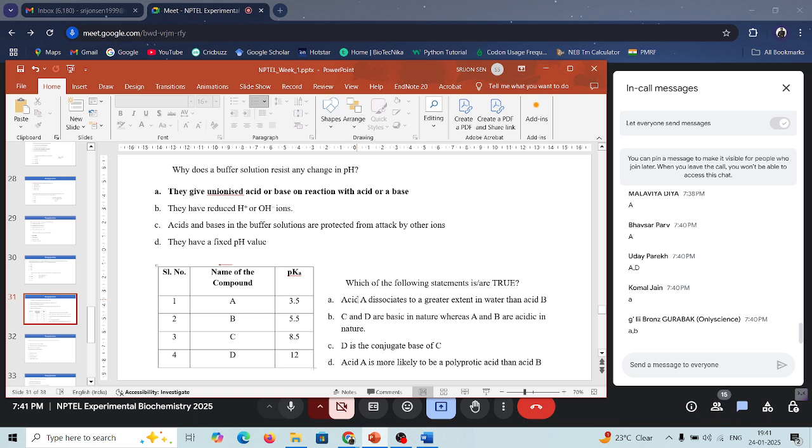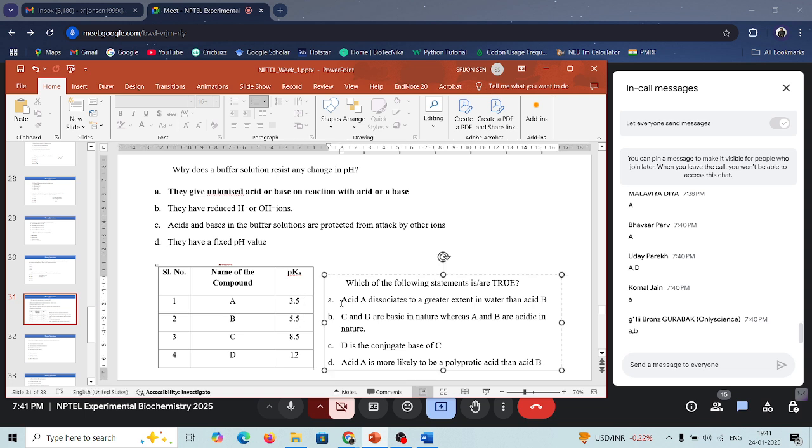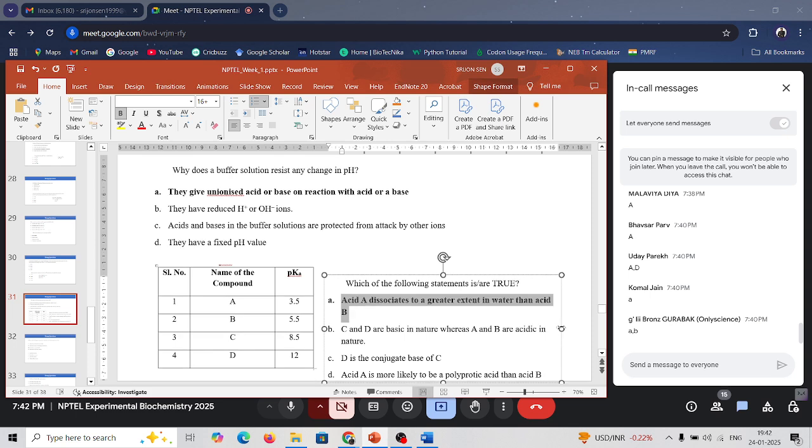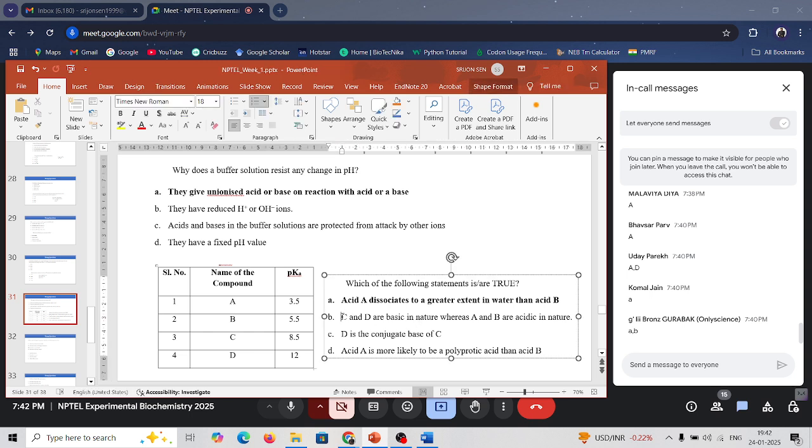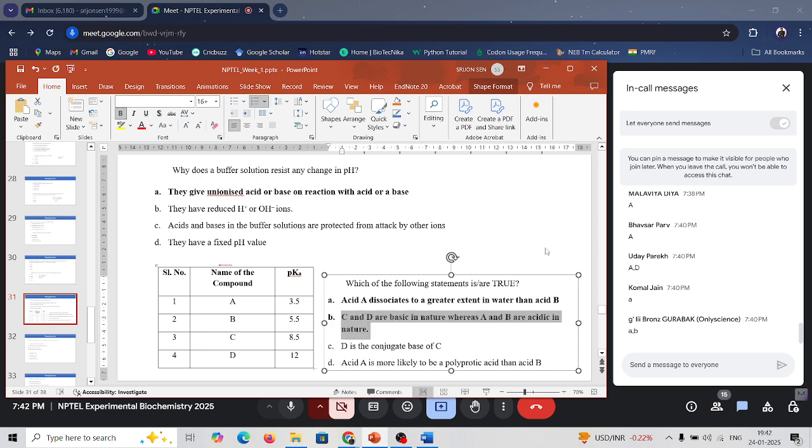So if we just keep this particular thing in mind, let us see the options. The first one, acid A dissociates to a greater extent than acid B, which means acid A is a stronger acid than acid B. That is what it is trying to ask. So yes, because acid A has a lower pKa than acid B. So option A is absolutely correct. Okay. Next. The next option is C and D are basic in nature. Yes, they are indeed basic in nature, whereas A and B are acidic in nature. Yes, so this option is also correct.